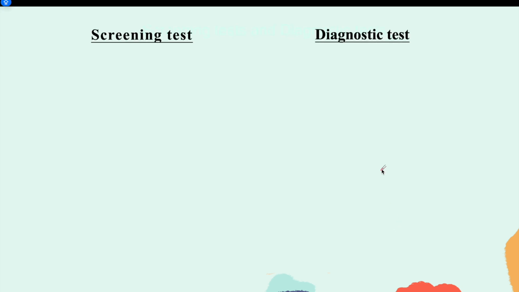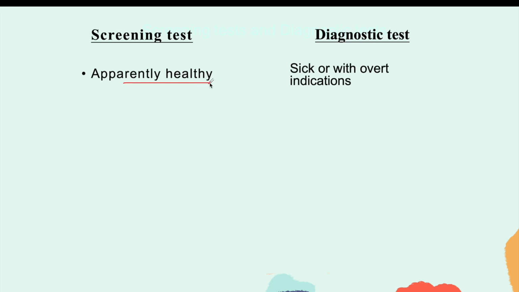Screening test and diagnostic test. The differences between these two: a screening test is done in apparently healthy individuals, and a diagnostic test is done in those who are sick or have overt indications. So these types of tests are done in sick patients.